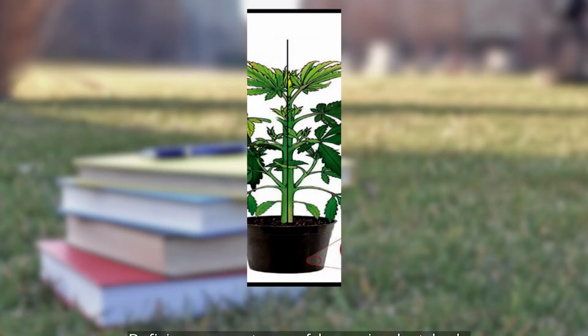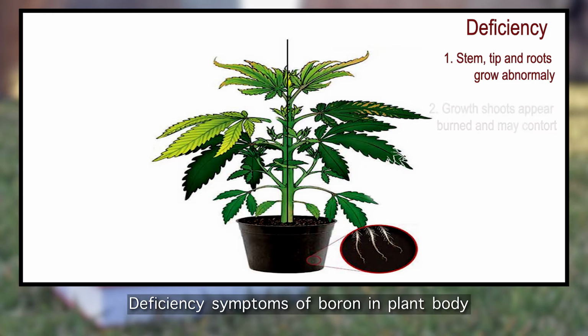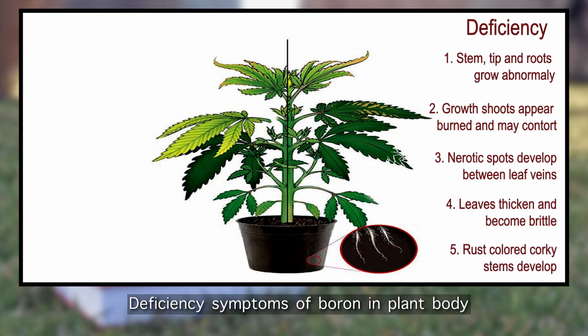There are specific symptoms considered as deficiency symptoms, which include withering of the shoot tip, root tip or stem tip, and reduced growth of the stem. There will be necrotic spots, the leaves will thicken and gradually become brittle, there will be rust colored symptoms, and the root tips often show withering.